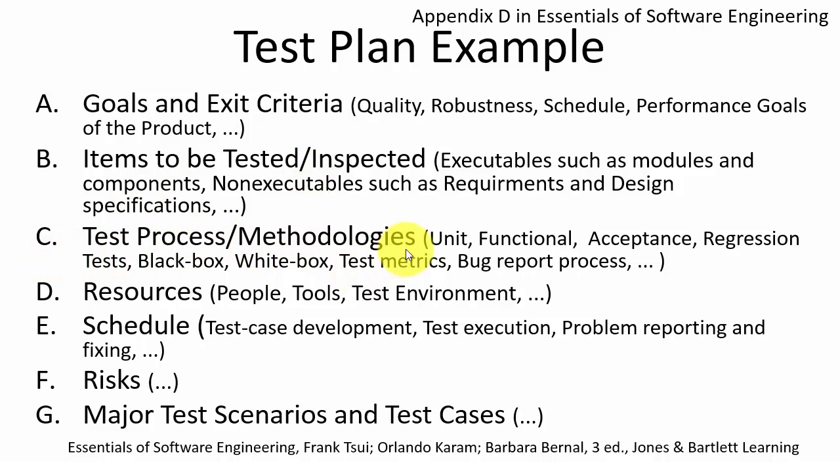What kind of methods are you focusing on in your development regarding this: unit testing, functional testing, acceptance testing, regression testing, and black box and white box testing. So what kind of methods are important to use in your software? All these things need to be part of the test plan. And the process of how to report the bugs also needs to be documented.